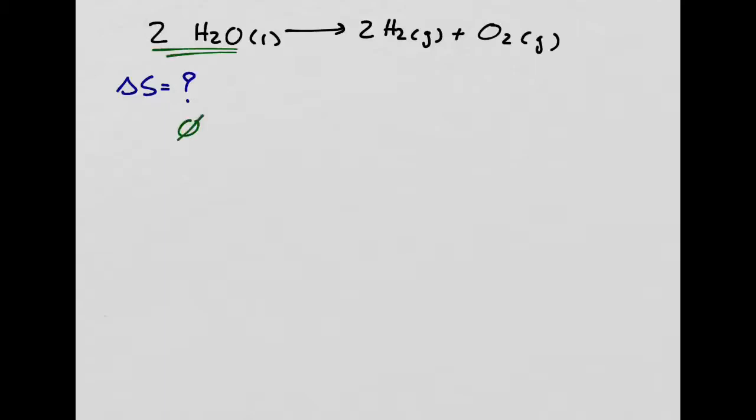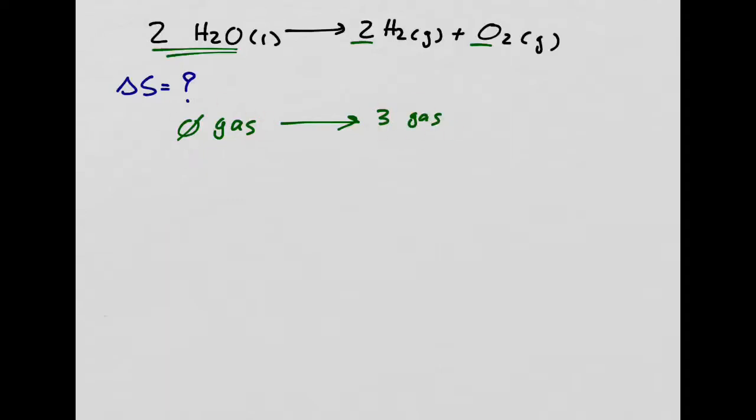2 H2O liquid goes to 2 H2 gas plus O2 gas. Here's what I want you to do. Predict the sign for delta S. What's going to be the sign for delta S? Pause me, figure it out, and then we'll talk about it. On this side, I have 0 gases. I have no gas. On this side, 2 and then 1, I have 3 gas. So you went from no gas to 3 gas.